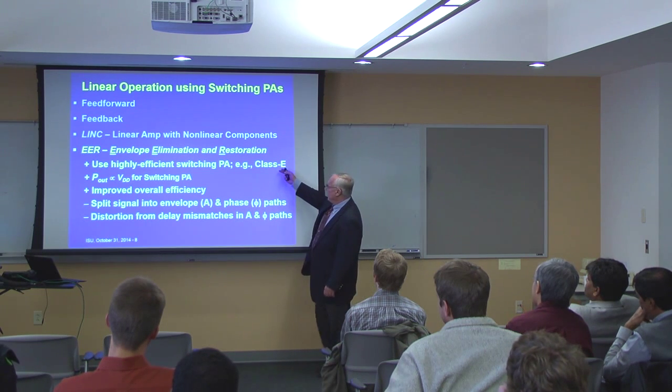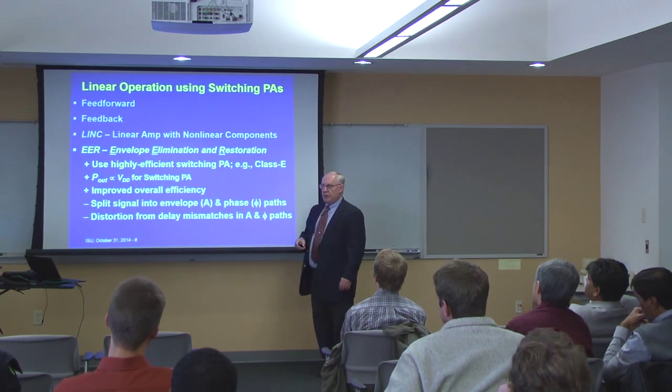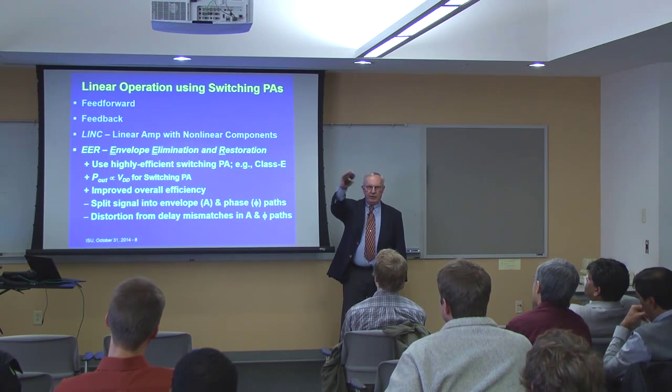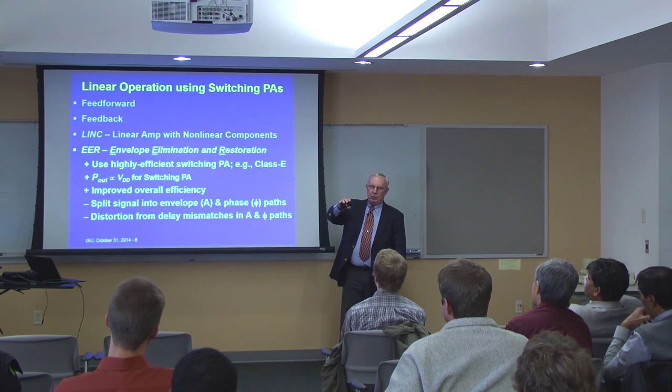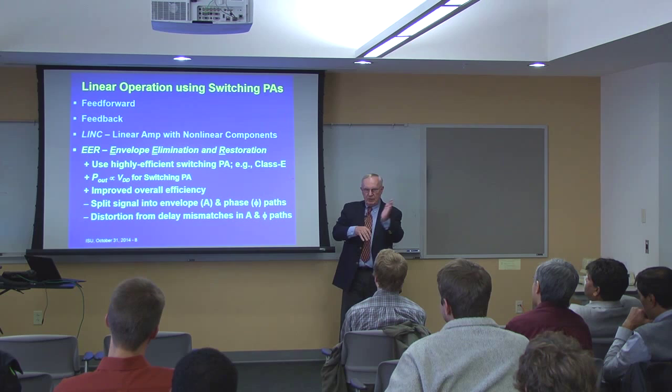What this does is it uses a switching PA in the signal path, and it takes the amplitude information and applies that to the power supply. So in effect, you're switching with a variable power supply. You're switching to get the efficiency and you're varying the power supply to get the linearity or the amplitude information.